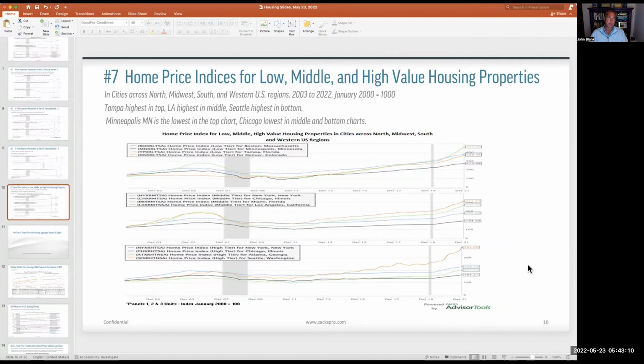Number 7, home prices for low, middle, and high value housing property. So I've got the high value at the top, I've got the middle value at the middle, and I've got the low tier values at the bottom. Now, what you're going to find out, no matter if it's high, middle, low, luxury or very entry-level homes, is that the South and the West Coast are highest. That would mean Tampa is highest at the top, LA is highest in the middle, Seattle is highest in the bottom. Minneapolis is at the bottom chart, it's at the lowest, and Chicago is at the lowest in the middle and top charts. So the point here is the northeastern cities, the Midwestern cities are not the hot spots.